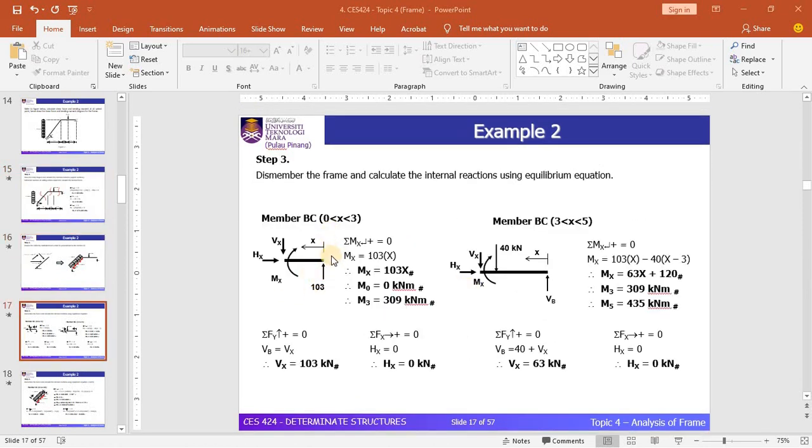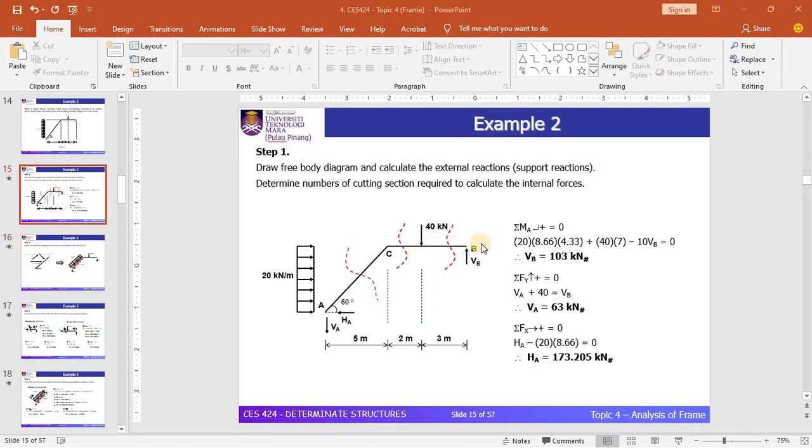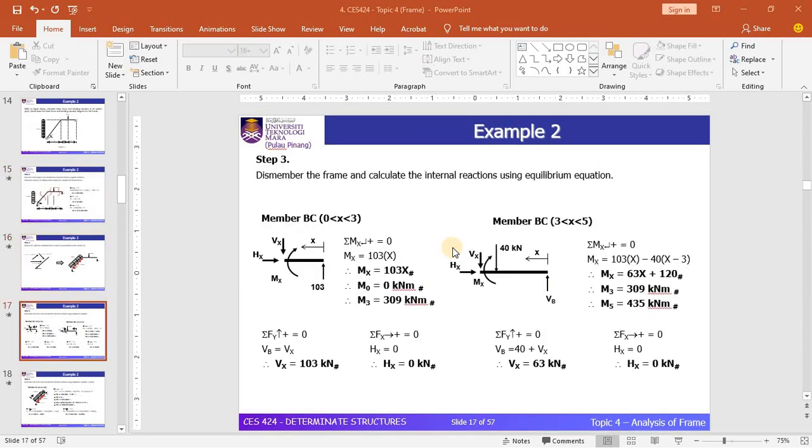Okay, so this is the first cut section, which is along member BC. The range is 0 to 3 meters, which is on this member, on this range from B to the point load. So the first cut section considered is here. Okay, so the x is measured from the support. By taking a moment about the cut section, you can see that the moment is equal to 103x.